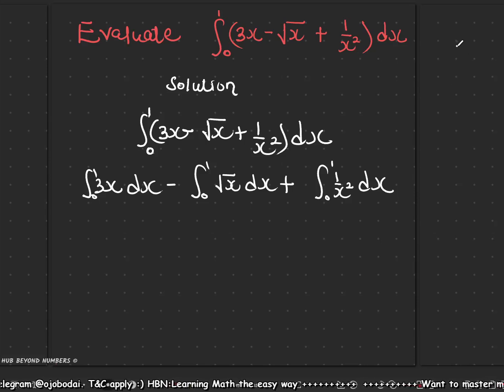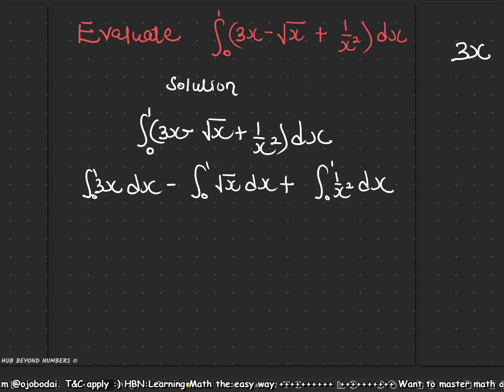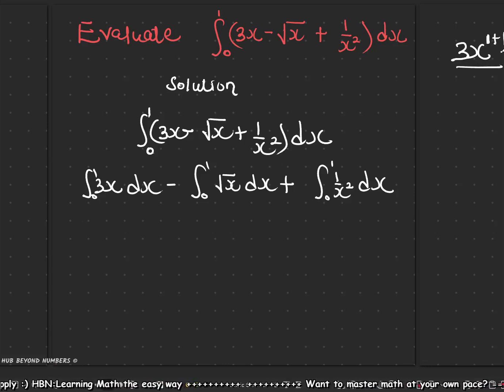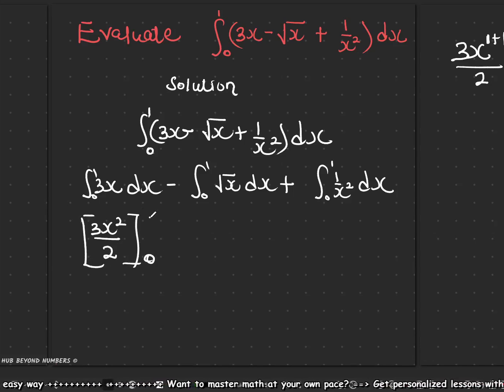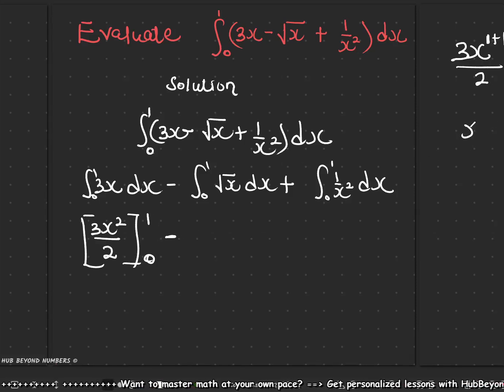So integrating 3x, all we do is we increase the power by 1. So already we know we have 1 here, so we increase it by 1, then divide by the new power, which is 2, right? So integrating it becomes 3x squared over 2 with our limits from 0 to 1, minus the second one here is actually x to the power half.